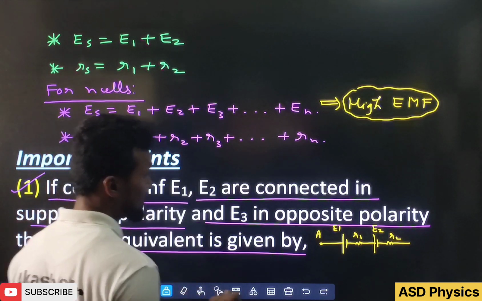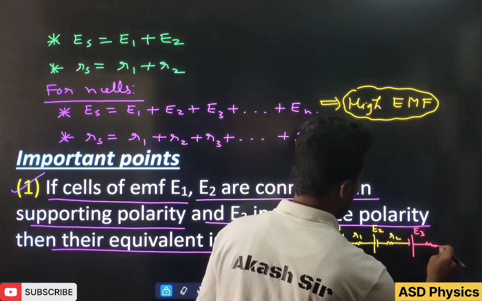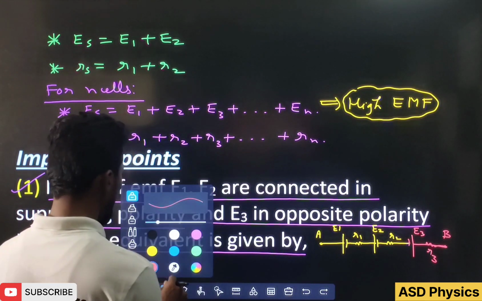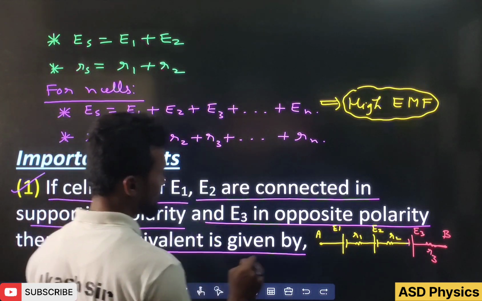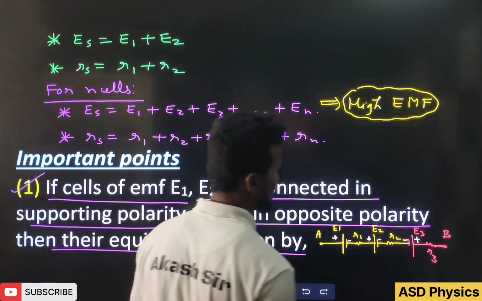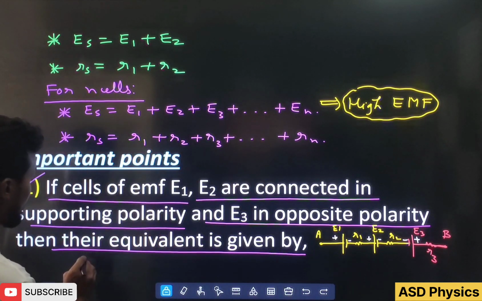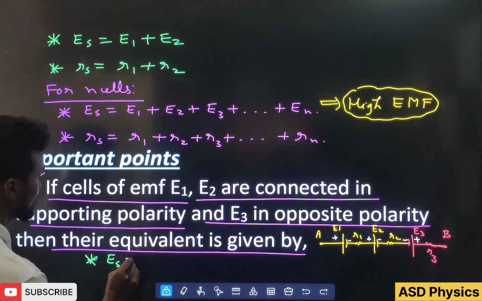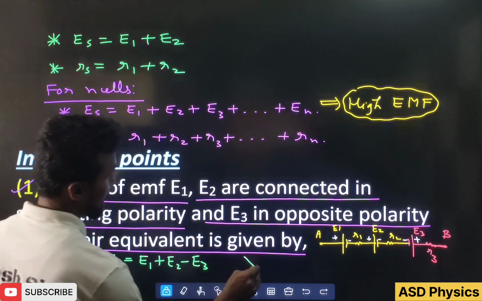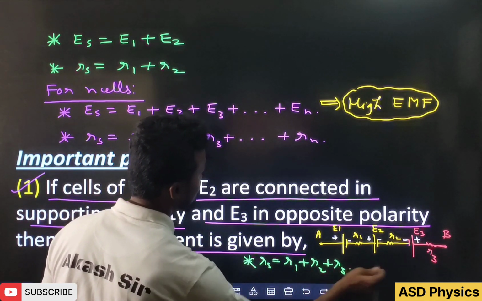So this is the supporting polarity. And at here, this E3 is in which polarity? Opposite polarity, like this. So this is E3 and here we draw the resistance R3, and this is point B. How can we tell supporting polarity from opposing polarity? Here plus minus, here plus minus, but here minus and here plus. So with the same basis, this equivalent will become E1 plus E2 minus E3. And resistance is a bipolar device, so no change: R1 plus R2 plus R3.